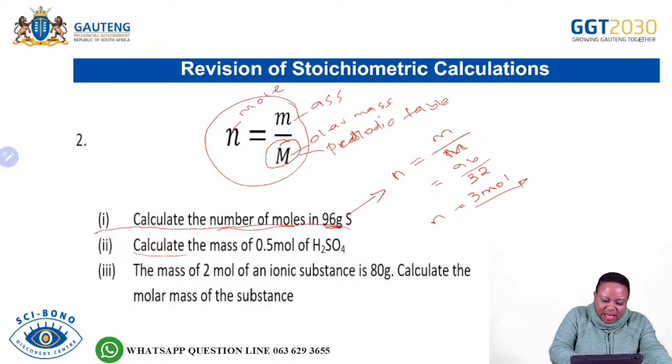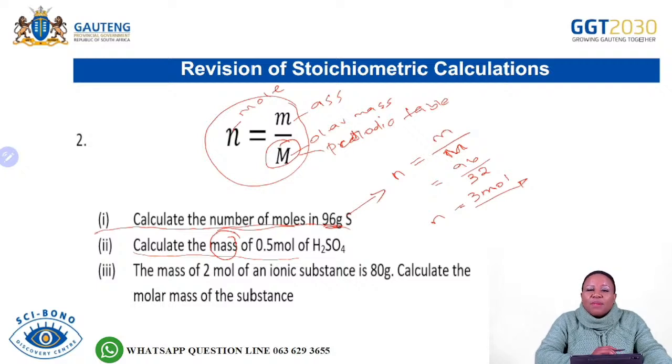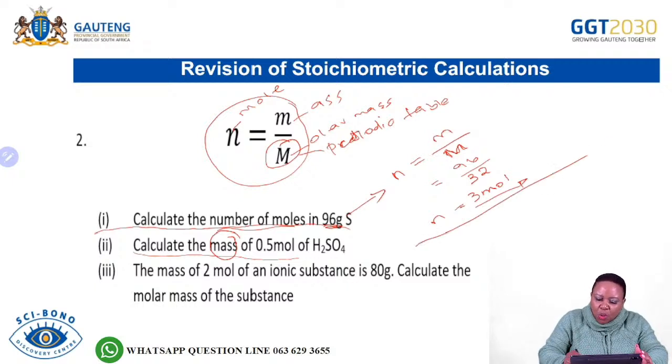Then the next one says calculate the mass. You see, the second one doesn't want you to calculate the number of moles. You are provided with the number of moles, and they want you to calculate the mass. So how are we going to calculate the mass? We can still use the same formula: n is equal to mass over the molar mass.